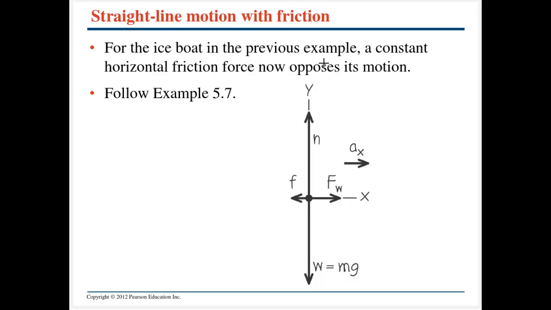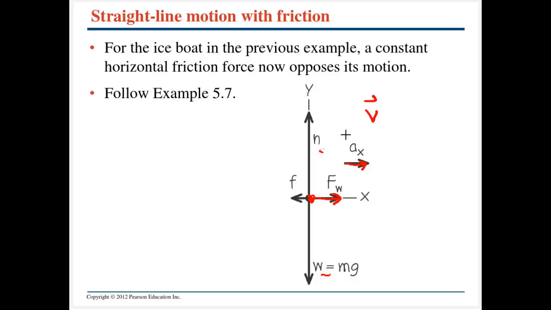Now, in the previous example, what if we consider a little bit of friction? Well, still in the y direction, we just have the weight and the normal force. The sum of those is going to be equal to 0. And we have the force of the wind in the positive x direction, so it's going to be accelerating, and it's going to be moving in that direction.